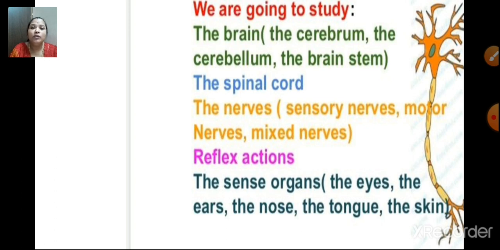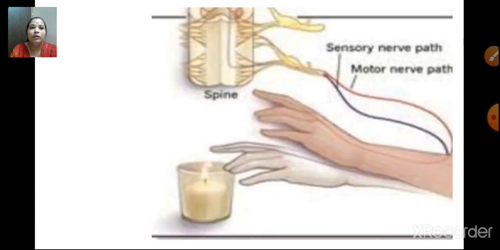Now we are going to discuss the sense organs. Children, we have already discussed that the sense organs work in coordination with the brain. They cannot work alone. So, today we will discuss the sense organs. Before that, let us have a look at these questions.